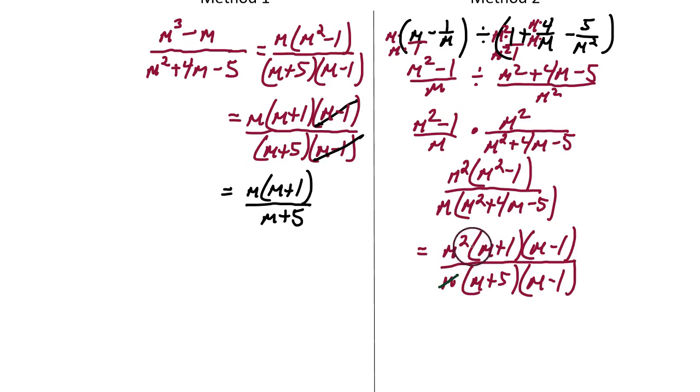The m in the denominator cancels one of these, leaving one m left over. The m minus 1s cancel away. What's left over is m times m plus 1 in the top, and in the bottom, m plus 5. Comparing the two methods, it seems like method number 1 was the faster technique.